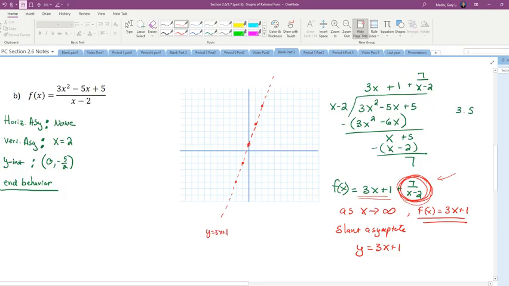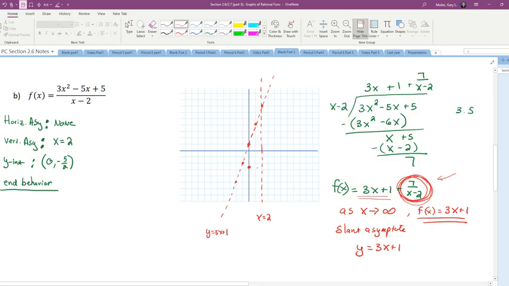Our vertical asymptote is at x equals 2. We have no other vertical, and we obviously have no horizontal. What else do I know? I have a y-intercept at 0, negative 5 halves, so that would be negative 2.5.